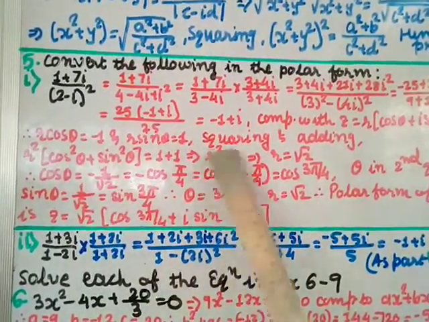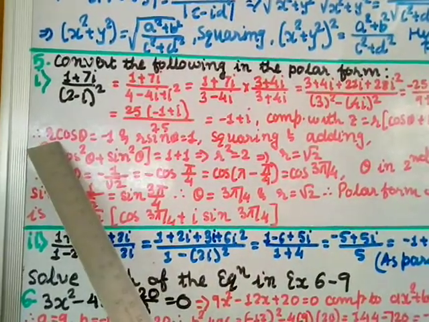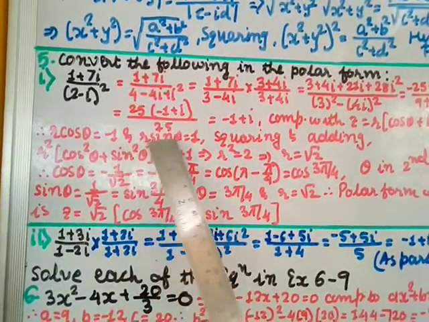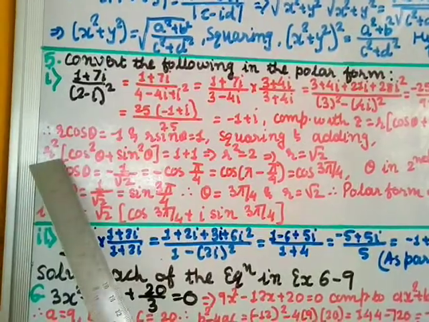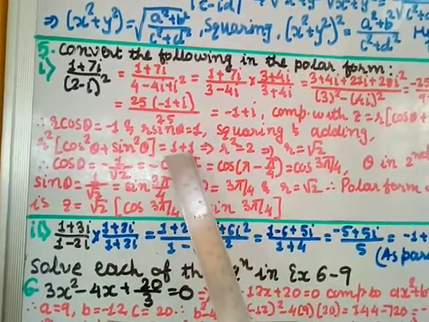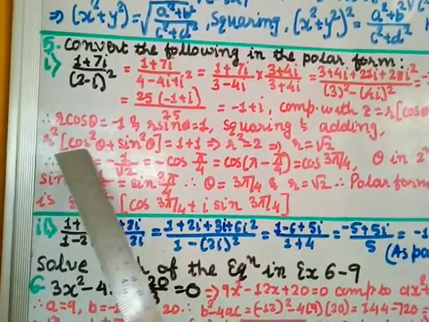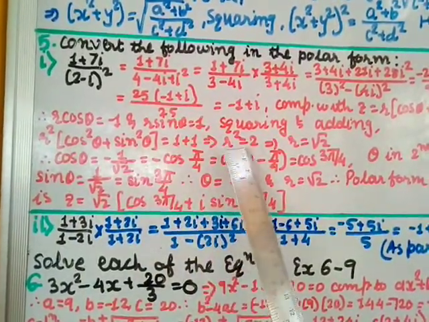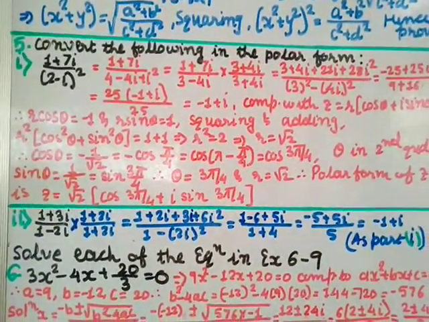Now squaring and adding both sides: r square cos square theta plus r square sin square theta. From there r square is taken common, so cos square theta plus sin square theta equals minus 1 square is 1, plus 1 square is 1. So you get r square times 1, so r square equals 1 plus 1, which is 2. Take the square root, so you get the r value as root 2.